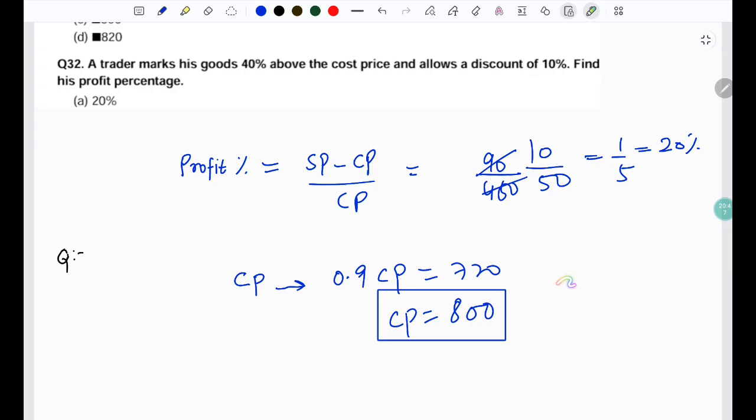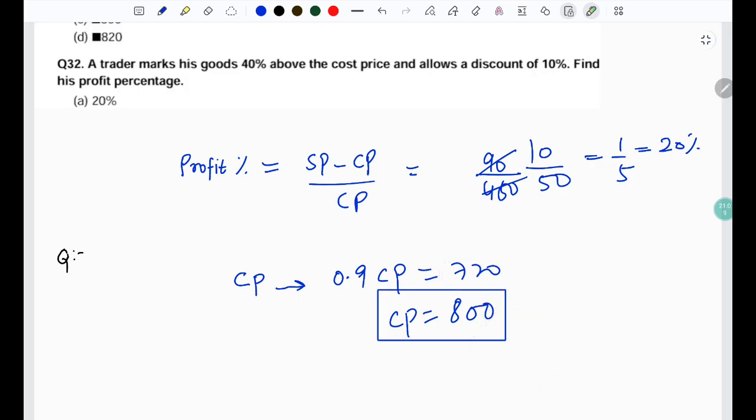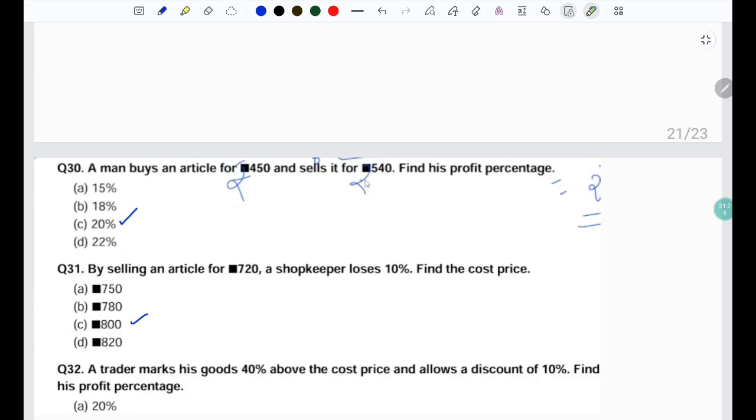Whenever it is said that there is a loss of 10%, 20% or X%, the loss always occurs on the CP only. If it is 10% loss, then the selling price would become 0.9 times CP, and they have given that the selling price was 720. So I will equate 0.9 CP to the selling price the question has mentioned. Had it been a 20% loss, then that loss would be on CP only. Therefore the selling price would become 0.8 times CP. Had that been the case, I would equate 0.8 CP equals 720. Hence the correct answer is 800.